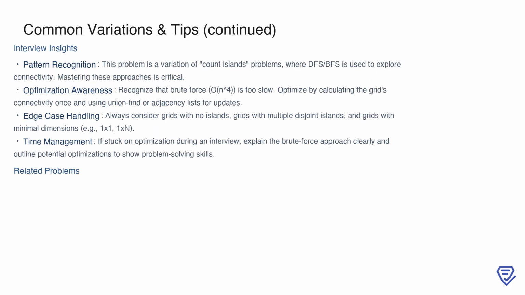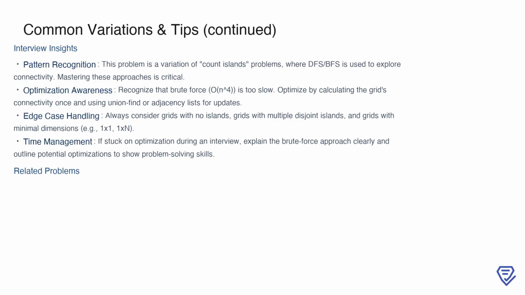From an interview perspective, this problem highlights several important concepts. First, it's a variation of the classic count islands problem, where DFS or BFS is used to explore connectivity. Being comfortable with these techniques is key. Optimization is another major focus. Brute force methods with n to the power of 4 complexity are too slow for large grids, so methods like union find or adjacency lists become essential.